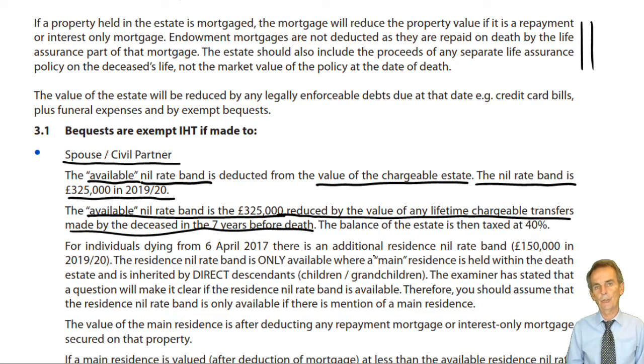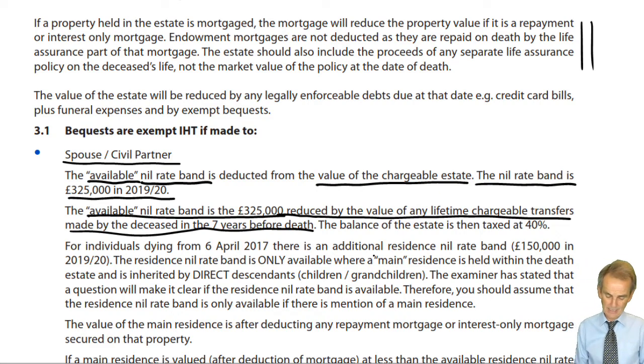And what that would also mean is that if now all of your nil rate band has been used on lifetime transfers, there is nothing left of that nil rate band to then set against your chargeable estate at death, meaning that all of the chargeable estate will be taxed at 40%. The nil rate band was fully used on those lifetime transfers.